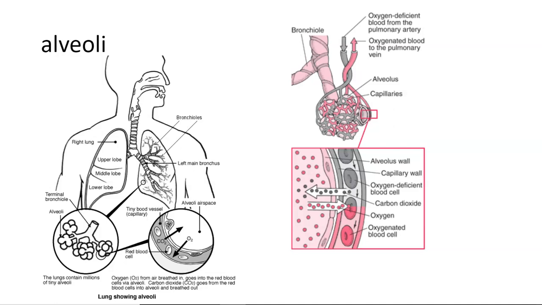The red blood cells are actually the ones that carry the oxygen and carbon dioxide. The heme group and the hemoglobin will selectively bind the O2 and CO2.